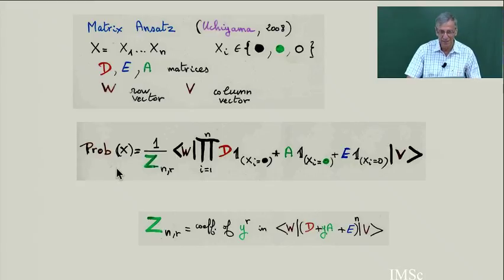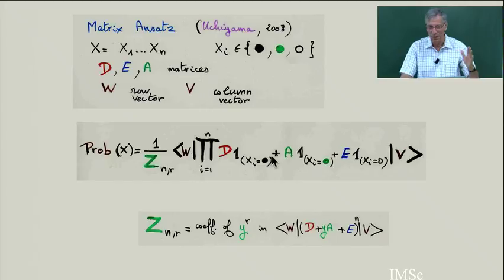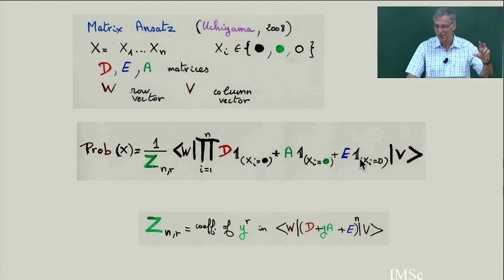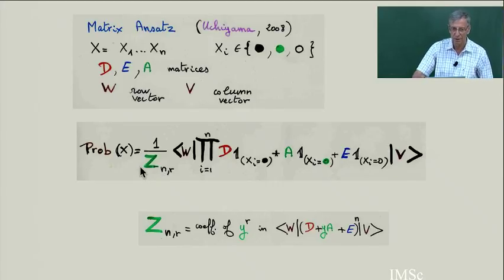So the matrix ansatz is the following. It's exactly the extension: the probability to get in a certain state is 1 over the partition function, which depends on two parameters. And you apply this product of matrices, exactly the same. You read your state in the finite strip, and according to whether there's a D, an A, or an E, if there is a black particle, a green particle, or nobody, you have a sequence of matrices, and you apply this on both sides with W and V, and you get your stationary probability. And then the partition function is the sum of all this. So it's going to be the coefficient of y power r in this big product.